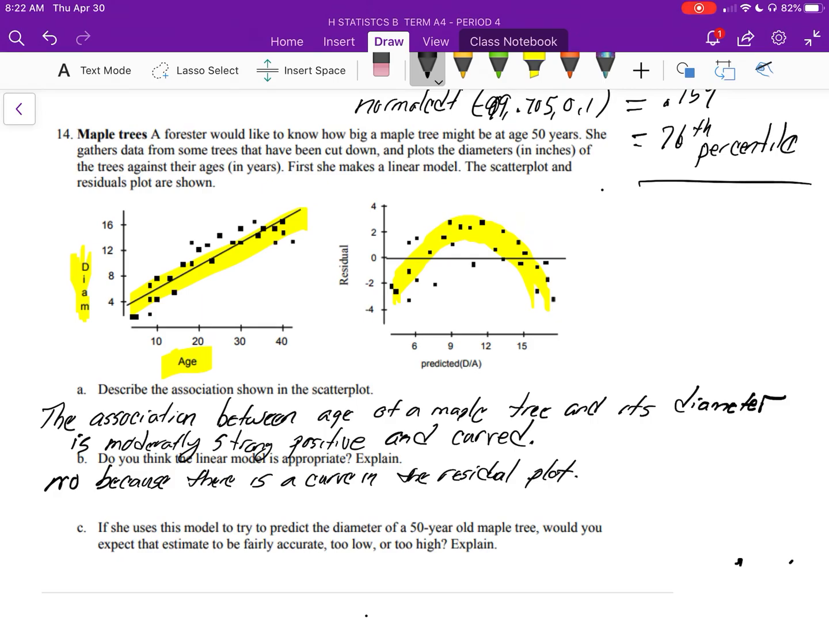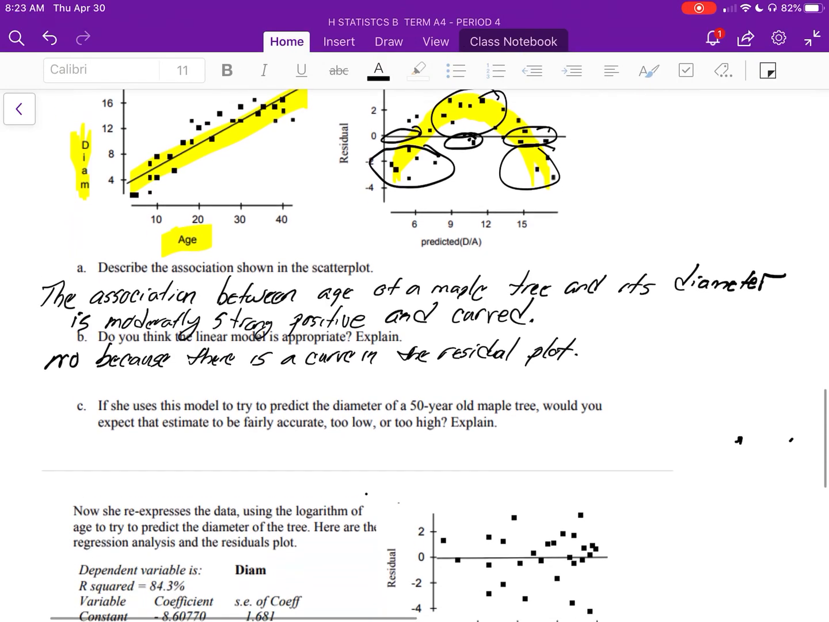And you could go on to say things if you wanted to. It seems that trees that have lower predicted ages, trees that are younger, are actually predicted to be larger than they actually are, and trees that are in this middle age range are actually bigger than they're predicted, and older trees are again being overpredicted. So the model tends to overpredict for younger and older trees, and it tends to underpredict for the trees in their mid-range.